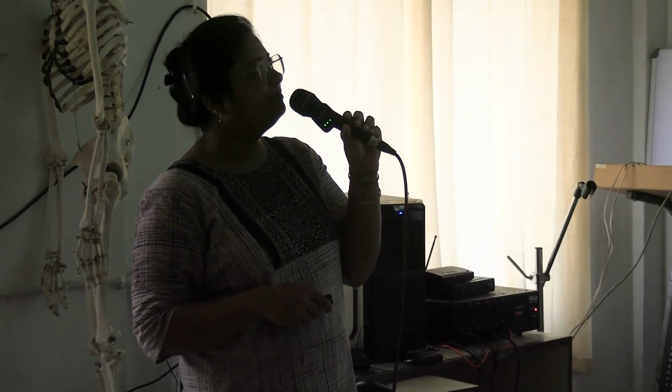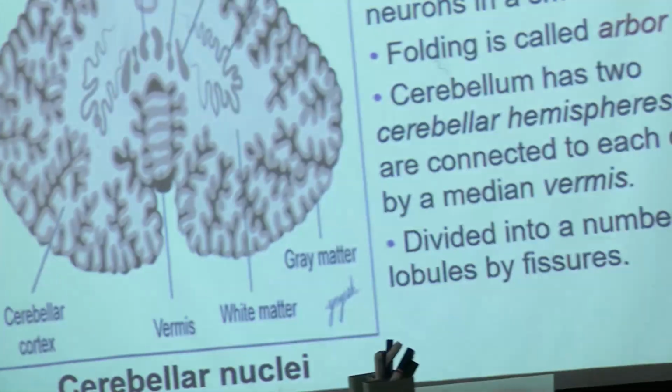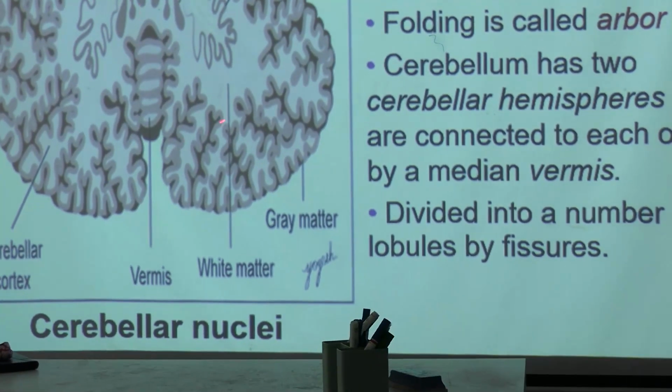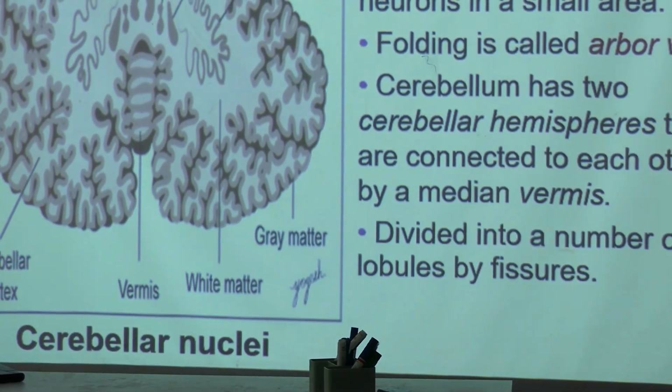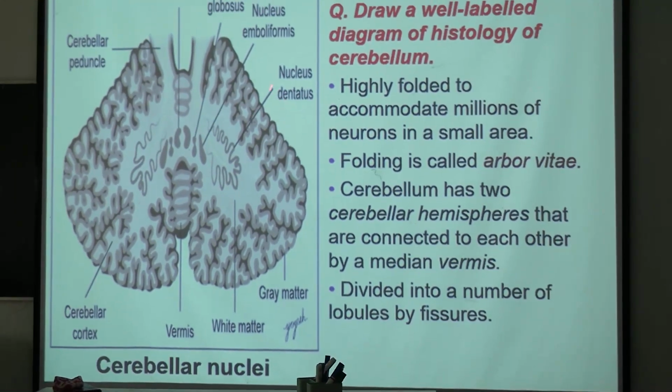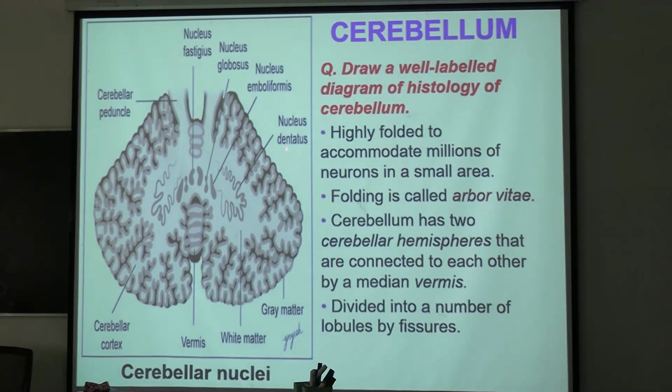Discuss about the histology of the cerebellum. So this is a section through the cerebellum. On the two sides, two hemispheres and the midline vermis. These are the folia, and in between the folia, these are the fissures.